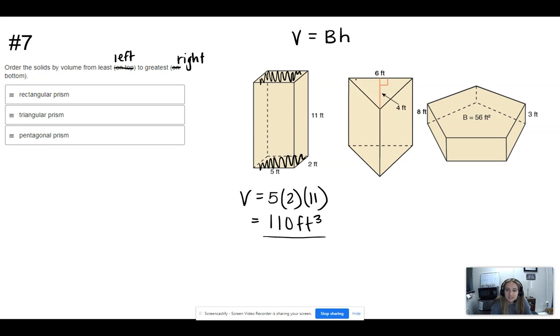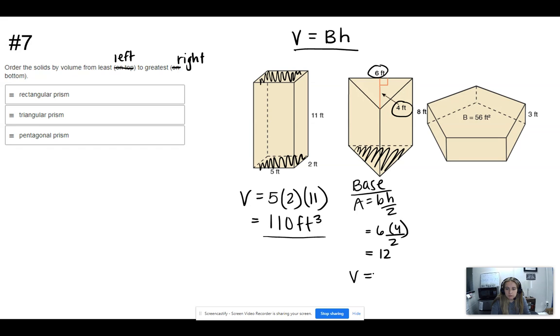Now let's look here. This is a triangular base, so we need to find the area of the triangular base. It's going to be base times height divided by 2. The base of this triangle is 6, and the height of the triangle is 4, and I'm going to divide it by 2. That gives me 12 for the area of the base. Now let's plug it into this equation. Volume equals the area of the base, 12, times the height of the prism, which looks like 8. Multiplying that together gives me 96 feet cubed. That's the volume of the triangular prism.